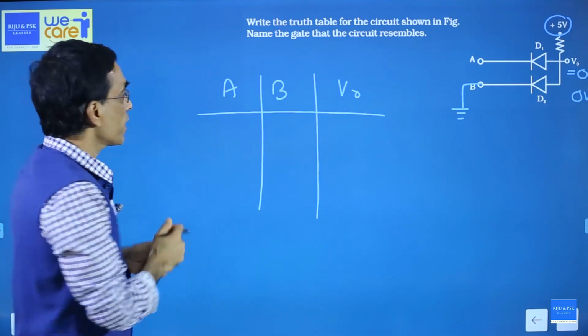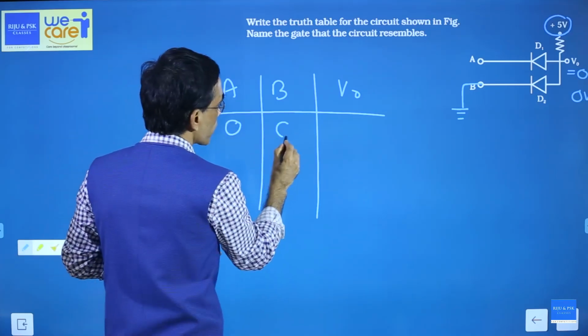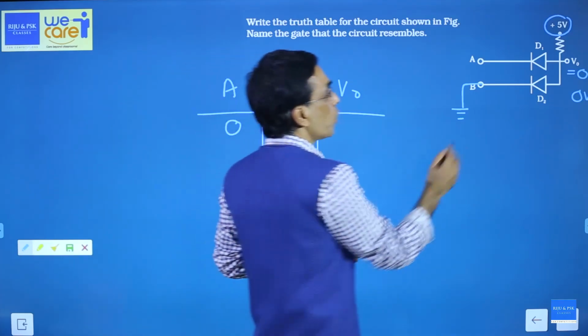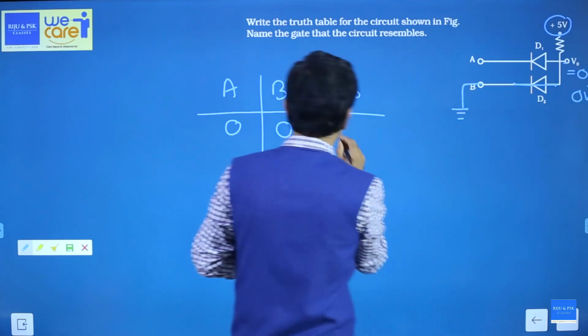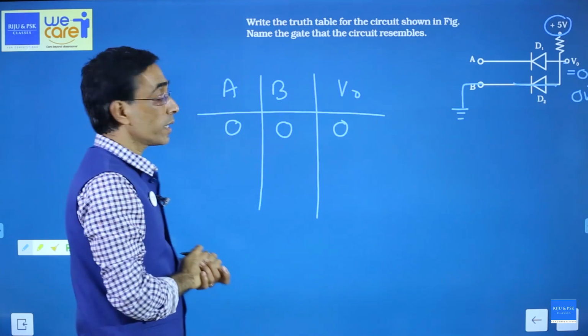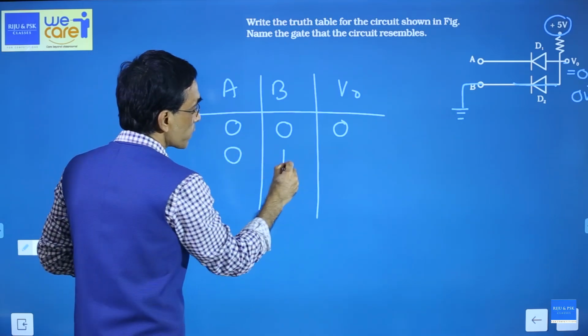A connected to the ground, 0. B connected to the ground, 0. Both will allow the diode to conduct and the voltage will become 0. So the output will become 0. Now A is connected to the ground, B is connected to +5 volt.